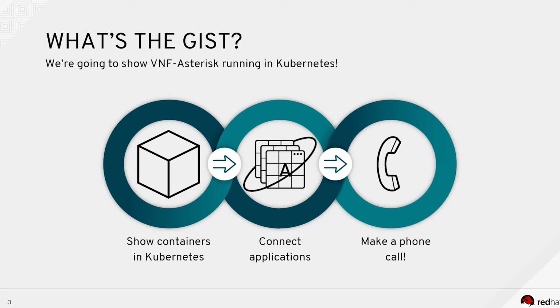Exactly. So the gist here is we've got this VNF running in containers. I'll talk about that a little bit in a moment. Those applications are going to be connected to one another, and then I'm going to put a really simple phone call, a channel originate kind of phone call from one Asterisk instance to another, and we'll take a look at the results of that.